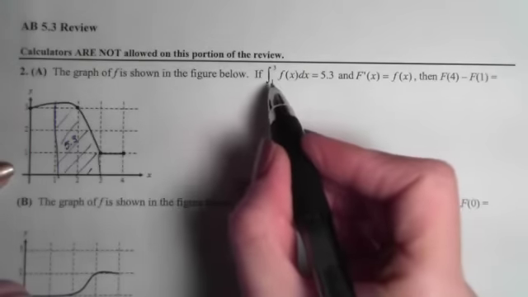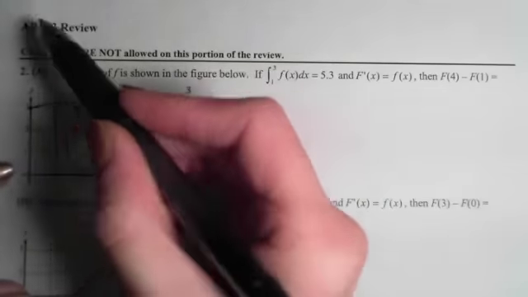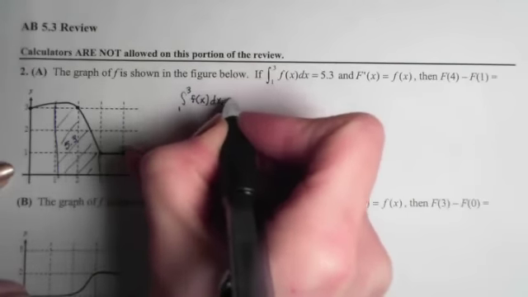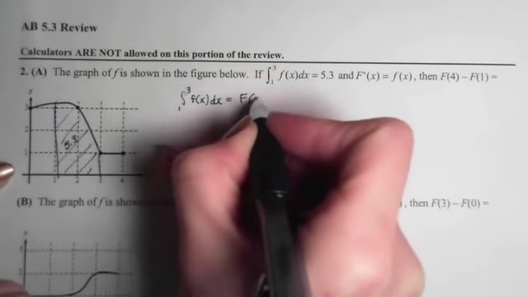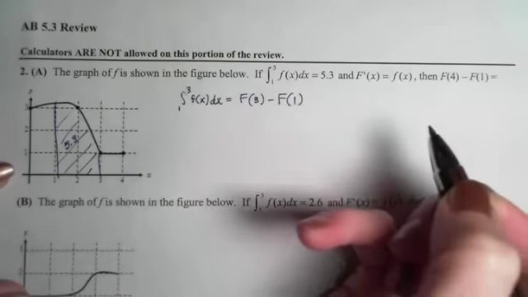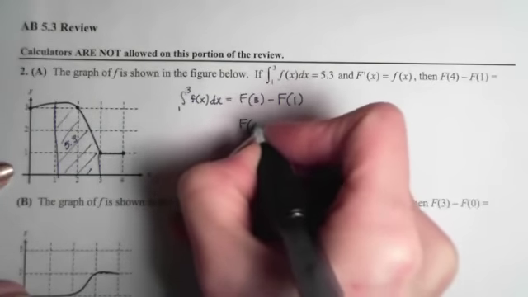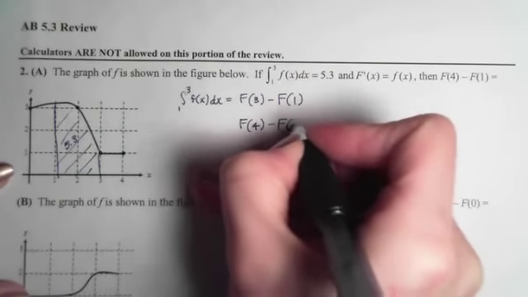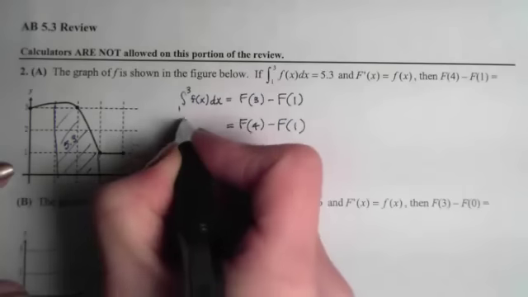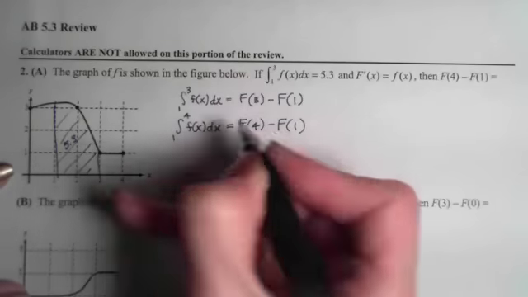Now, the next thing that we can use is our fundamental theorem of calculus, section 5.3, and we can write down that this right here is also going to be the antiderivative at 3 minus the antiderivative at 1. And then we want the antiderivative at 4 minus the antiderivative at 1. So we can go backwards and rewrite that as an integral from 1 to 4 of little f.